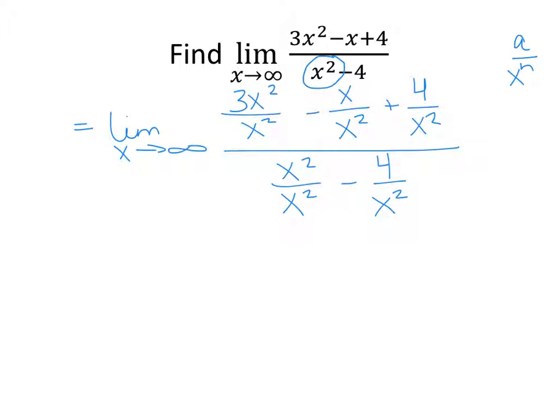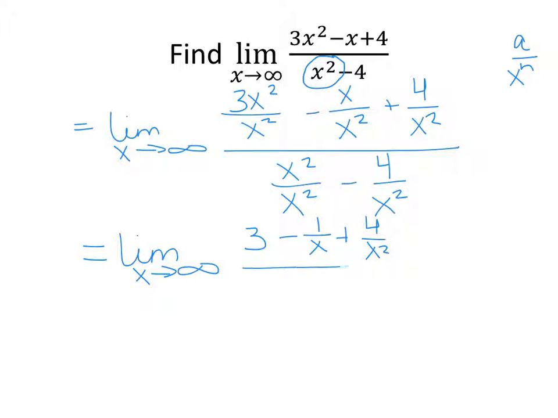I'm just making it look drastically different, but it puts it in a form that we're then able to work with. So the limit as x approaches infinity of 3 minus 1 over x plus 4 over x squared all over 1 minus 4 over x squared.